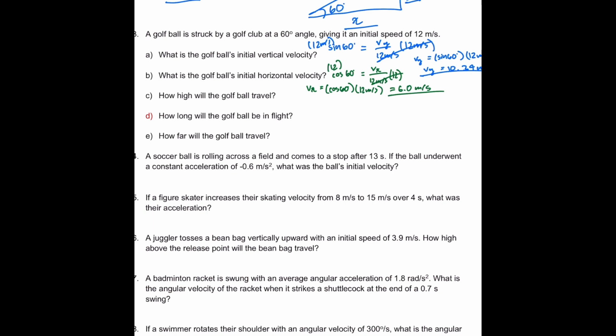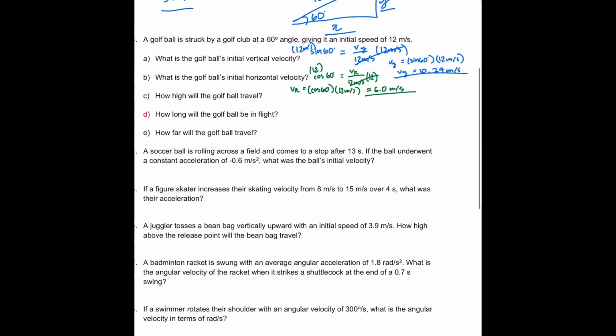Now, for part C, it's asking us how high will the golf ball travel? Just to give myself some space, I'm going to erase these here. So for part C, remember, it's asking us how high the golf ball will travel. We have to think about what it's asking us here. How high? We know it's related to the apex, which is the highest point of the projectile motion.